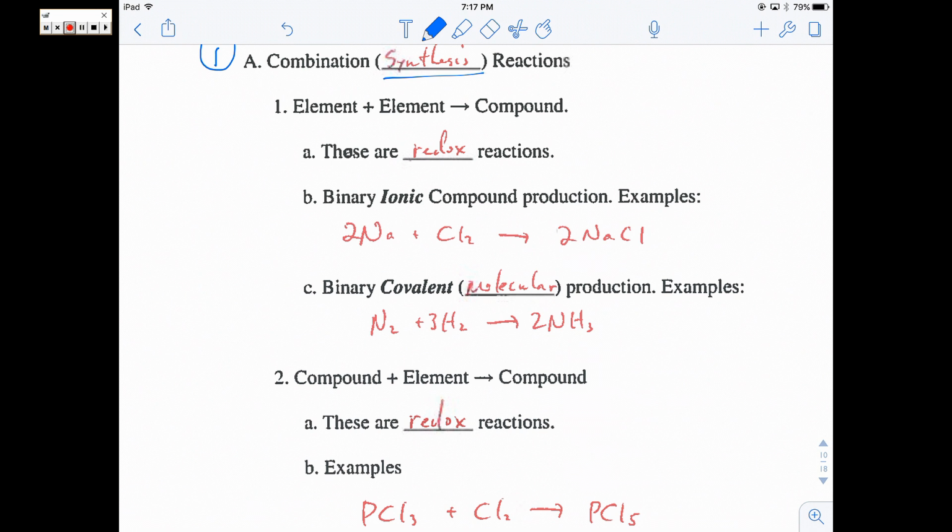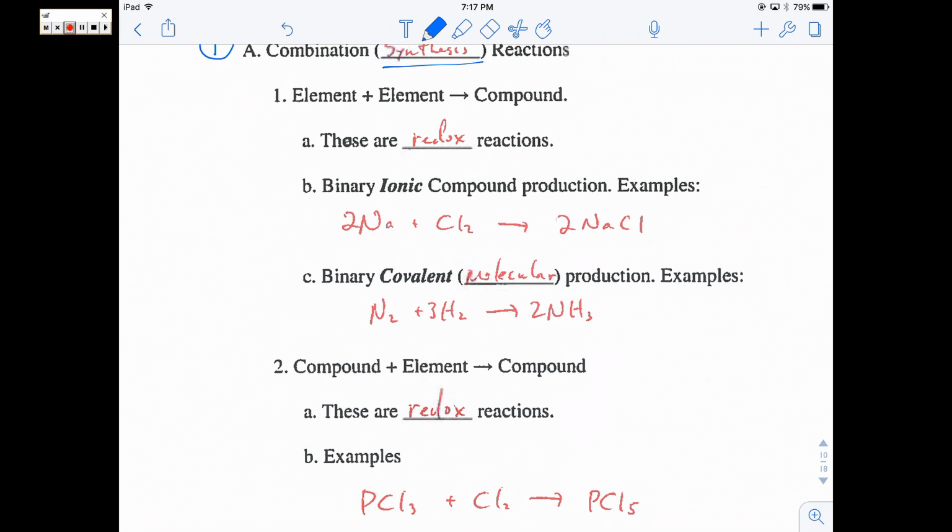If you look at the binary ionic compound here, binary meaning just 2 ions, sodium has an oxidation number of 0, chlorine has an oxidation number of 0, and in this compound they are +1 and -1. So you can see the sodium is being oxidized because it is going from 0 to +1. It's losing that electron, and the chlorine is gaining an electron and being reduced.